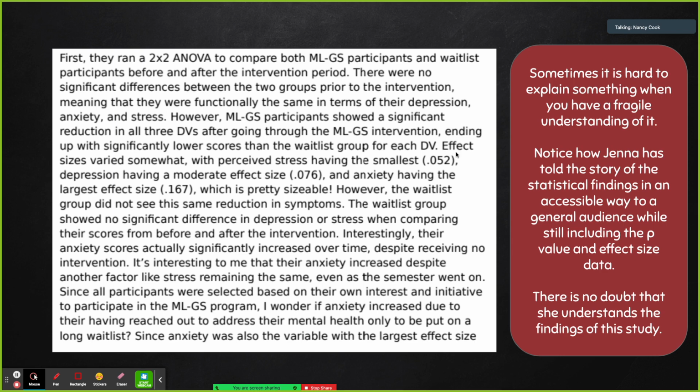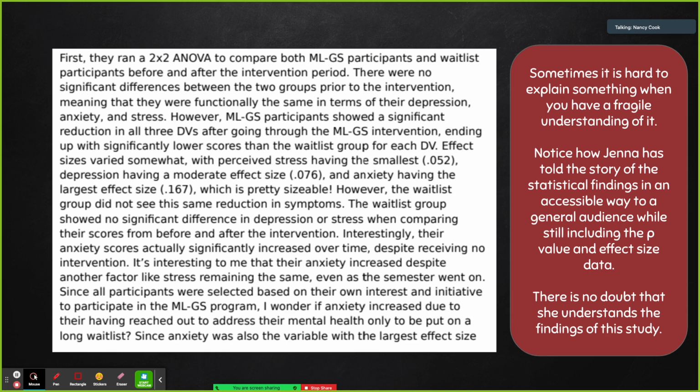Now, she also is mentioning the effect size. If there's an effect size there, I expect that you're going to explain it to me. So she says the effect size varied somewhat, with perceived stress having the smallest, and she gave me the effect size, depression having a moderate effect size, and anxiety having the largest effect size. And she gave me the effect size. So I know she was able to identify those effect sizes and interpret whether they were small, moderate, or large. And she says here, which is pretty sizable. So she understands that that's a big deal to have a large effect size like that. This is a big deal in their study. So this is where the researchers will celebrate. They had a large effect size.